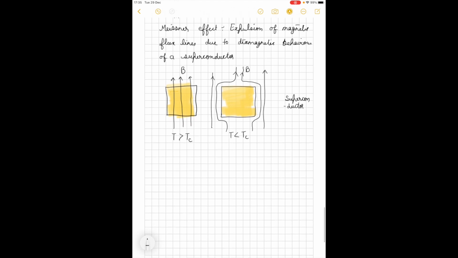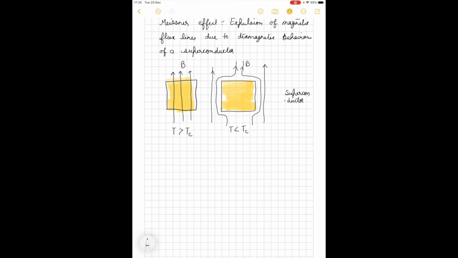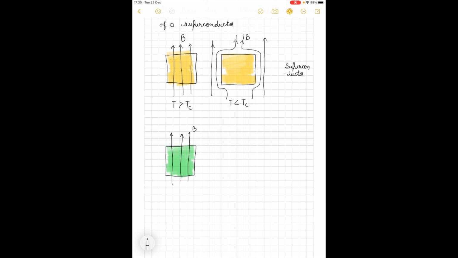So below Tc, it expels all the magnetic field lines from inside to outside. It doesn't like that. But what happens, let's say instead of a superconductor, you had a conductor. So when T is greater than Tc, things are the same. So there will be, let's say, our B, and the superconductor I just denoted using green. Now this is T greater than Tc. Okay, so what happens when T is less than Tc?